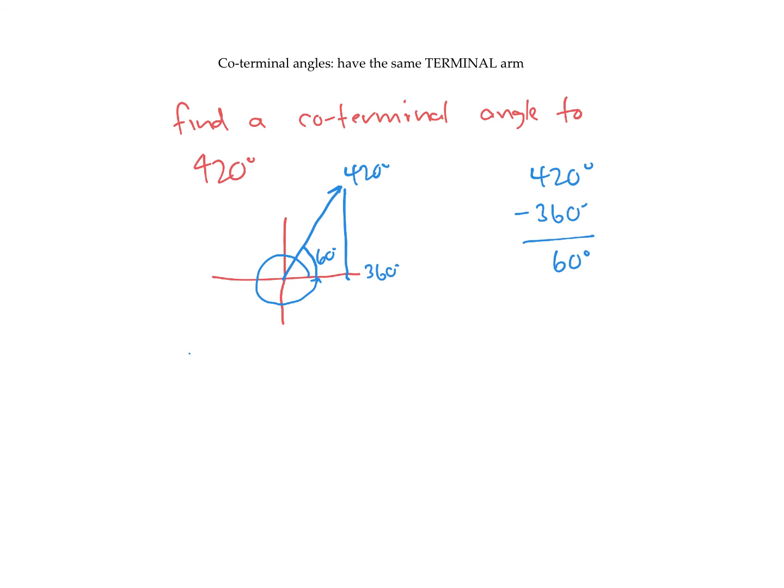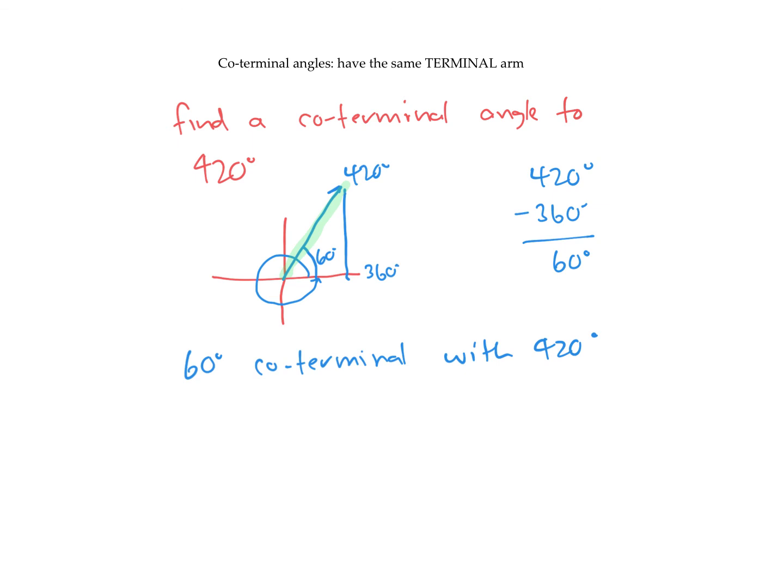So 60 degrees is coterminal with 420 because they both have the same terminal arm. They both finish in the same spot. So this is the terminal arm. They both have the same terminal arm.